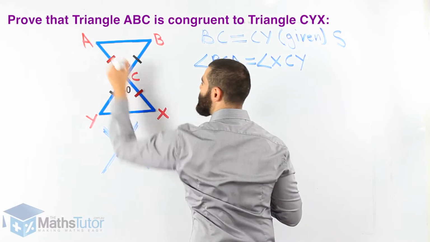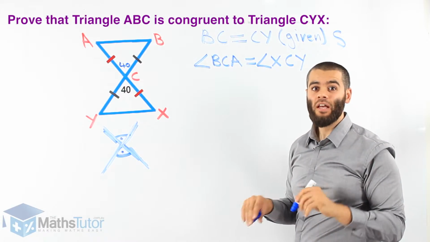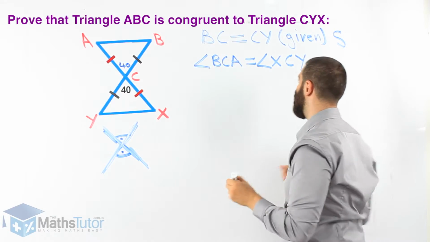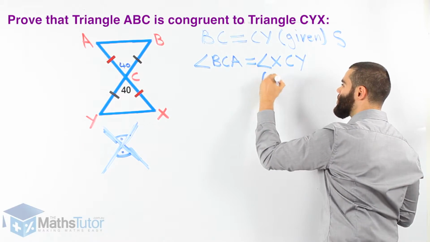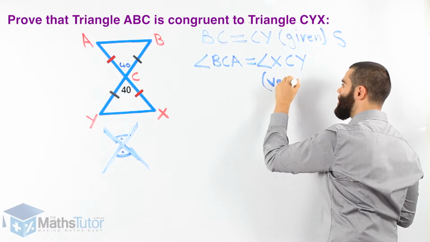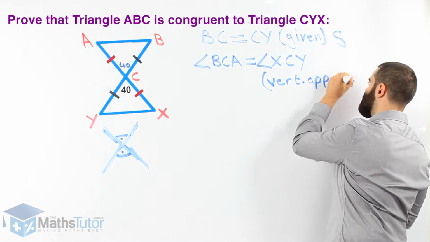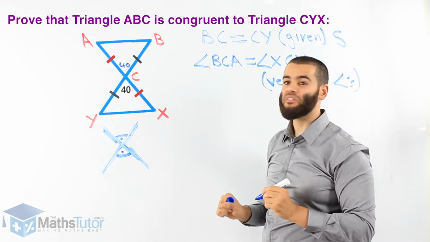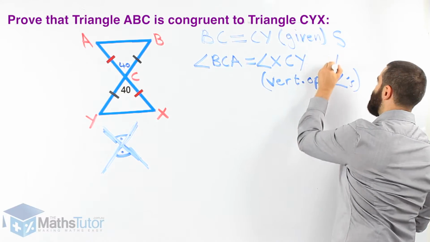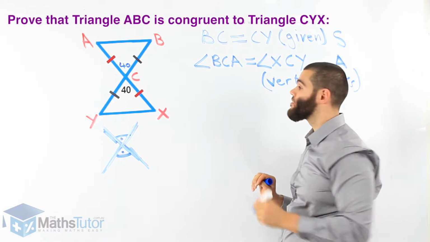Angle BCA and angle XCY are equal. How are they equal? They are vertically opposite angles, so we have to write the reason: vertically opposite angles. So this is equal to that, vertically opposite angles. We can write A here. That's an angle that we are going to use.